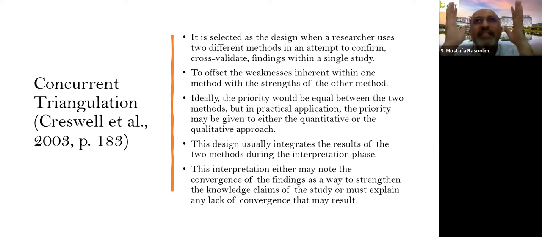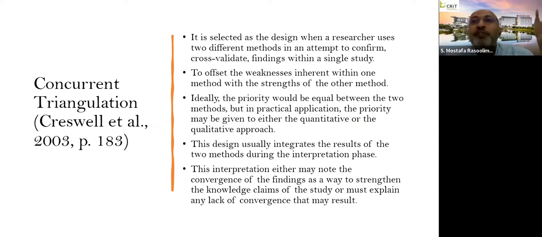When we say sequential, sequential means starting one method needs the result of another method. For sequential explanatory, for starting qualitative, you need to have the result of quantitative. Without the result of quantitative, you cannot start qualitative data collection. For exploratory sequential, for starting quantitative, you need the result of qualitative. Without that, you cannot start quantitative, right? But for concurrent, you don't need to wait for the result of the other part.